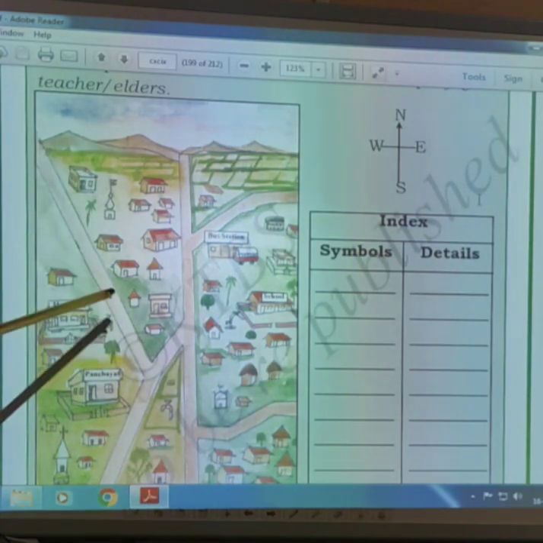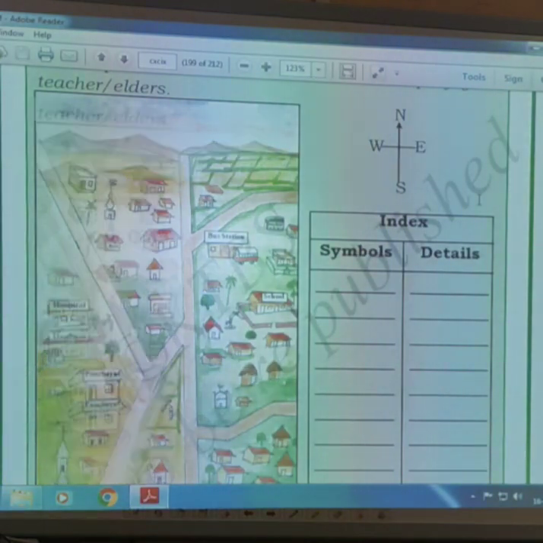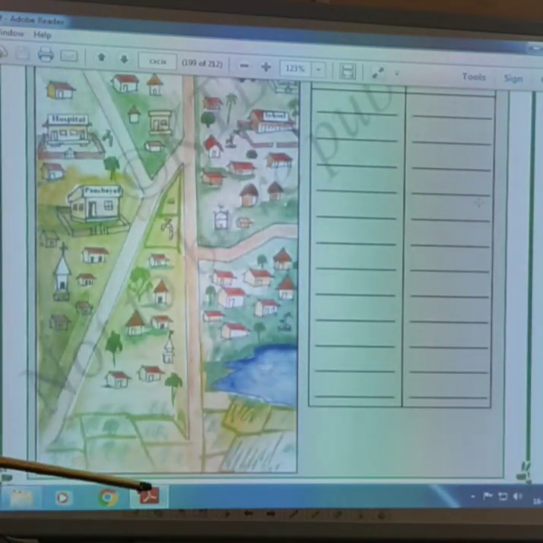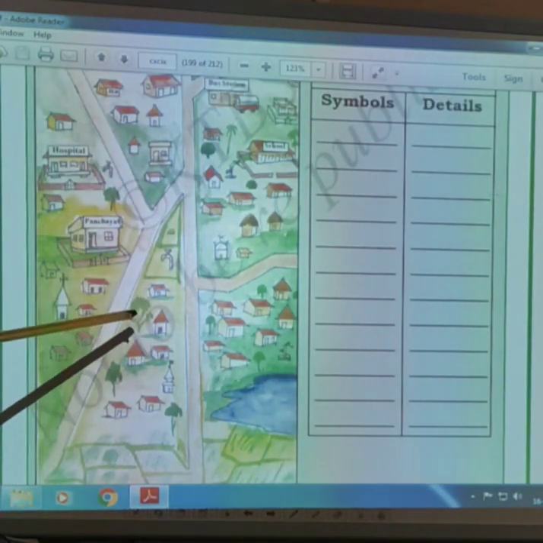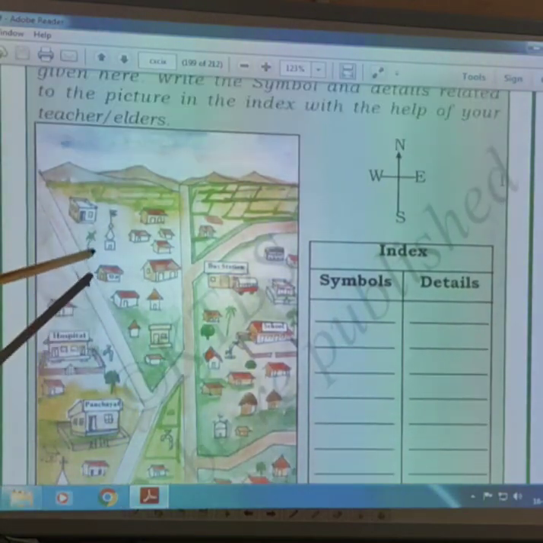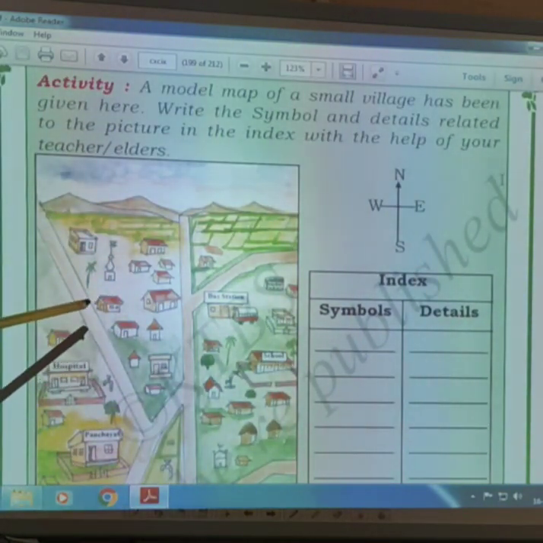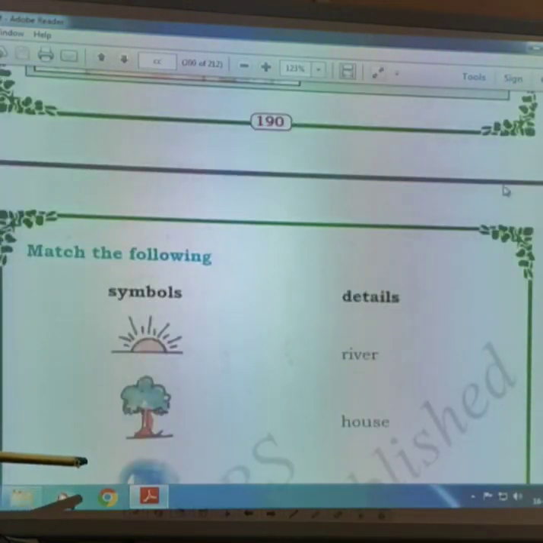On the upper side, what is there? Some houses are there. On the left hand side, hospitals are there. And down also, some tap water is there. Down means south. In the south direction, tap water. North direction, some houses are there. School is there. Bus station is in the east direction. In the west direction, hospital is there.